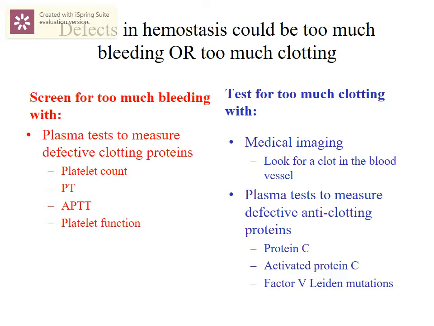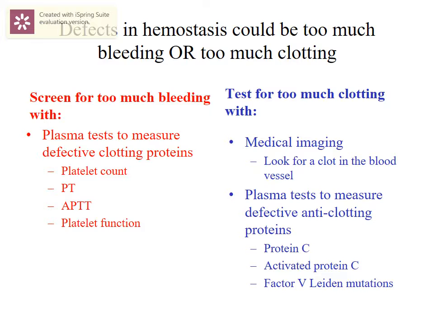Additionally, we might have defects that result in too much clotting. Those anticoagulant factors are not represented on the clotting cascade and are relatively new to us in our understanding of hemostasis. So we look for too much bleeding, or people who are at risk for too much bleeding, by screening primary hemostasis, so that's the platelet count, the prothrombin time, or PT, activated partial thromboplastin time, or APTT, and platelet function tests.